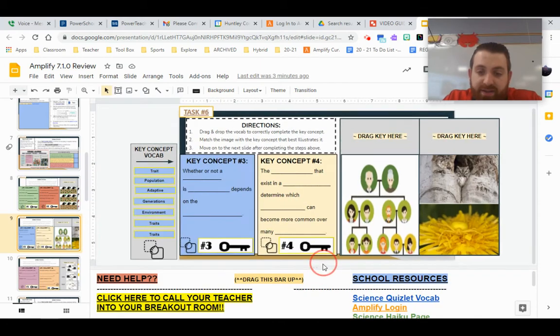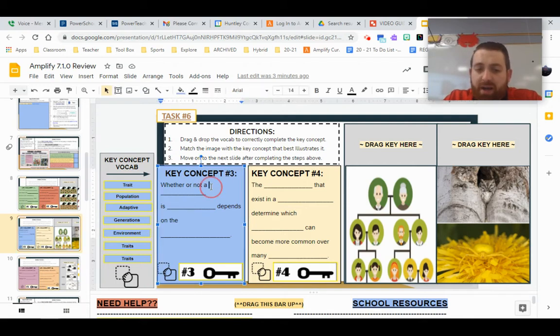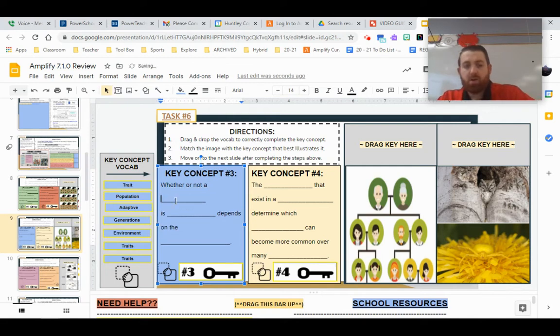Let's take a look at task 6. Notice I'm dragging the bar here to help make sense of all of this. Whether or not a trait is adaptive depends on the environment. So we should have pulled those 3 there. The traits that exist in a population determine which traits can become more common over many generations, and generations should have been pulled there.